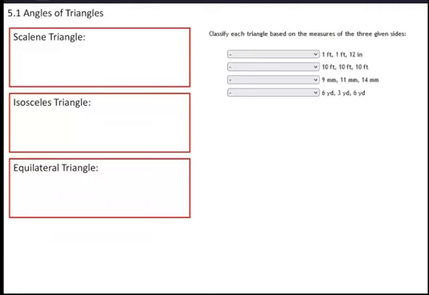Some classifications for triangles, starting with classifications by sides. When you have a triangle where all three sides are different, meaning there's no congruent sides, it's said to be scalene. We can indicate that by taking three sides and putting different tick marks on each side. This is an example of a scalene triangle. All three sides are different.